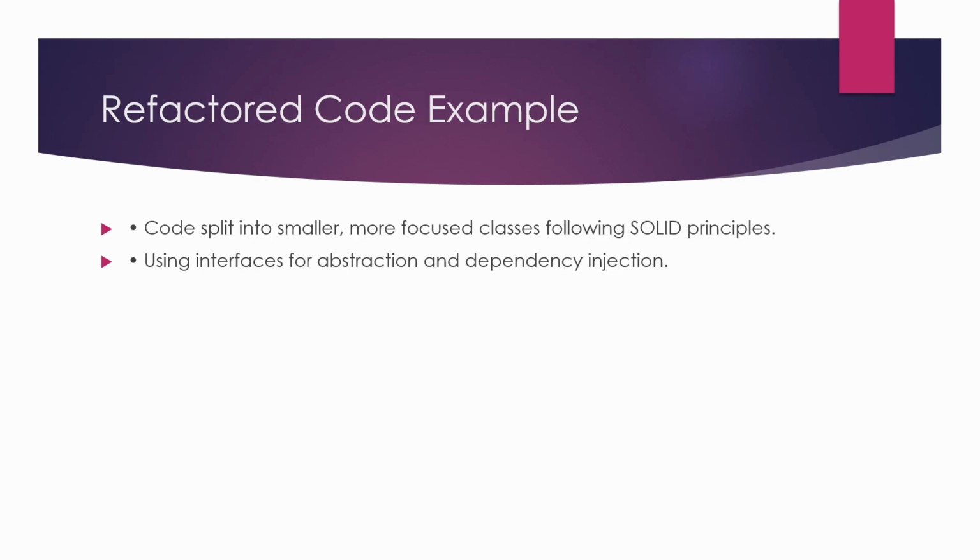Let's take a look at the refactored code. We now have a UserStorage class, a UserValidator class, and an EmailService class. Each of these classes has a single responsibility. The UserManager class uses dependency injection to interact with these services. This is a simple yet effective example of applying SOLID principles to improve our design.